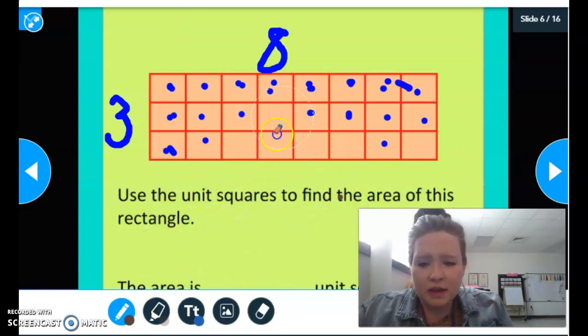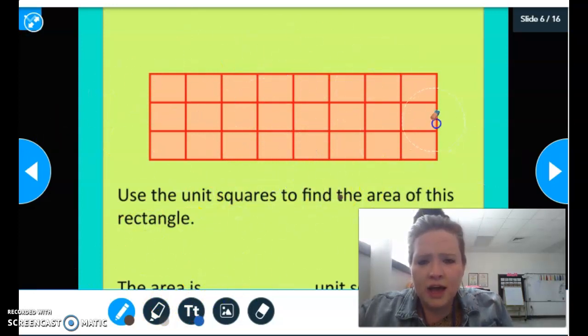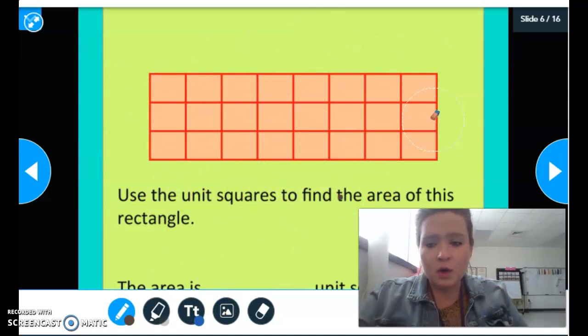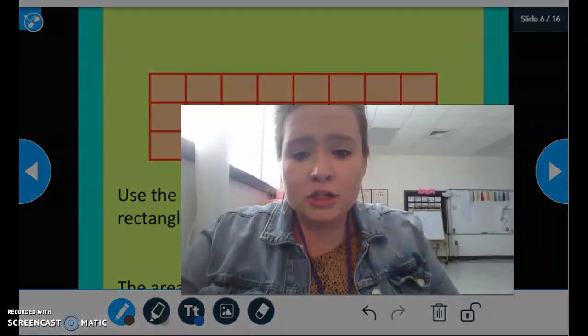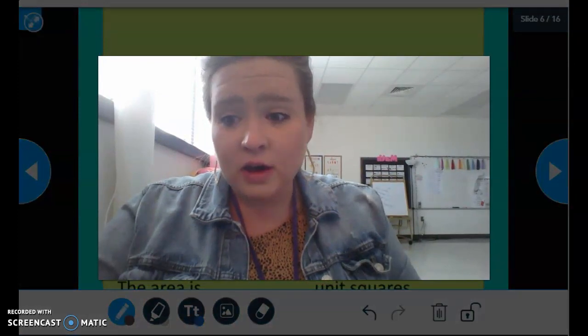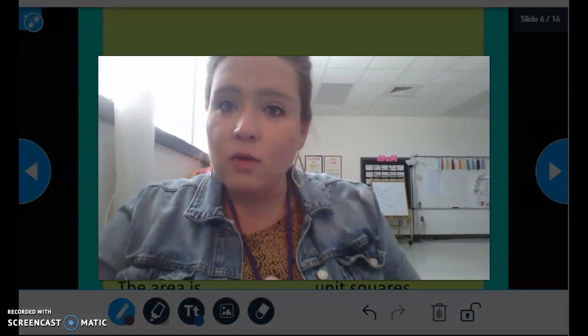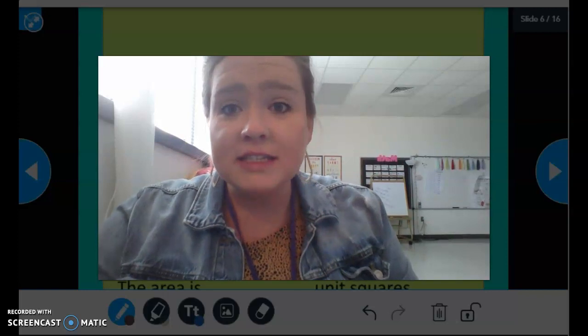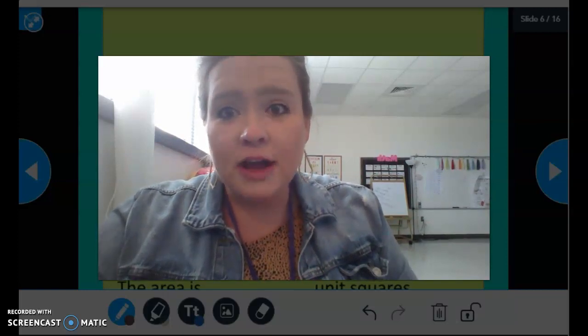All right, it's really important that we include our labels when we are talking about area and finding the area, okay? So I'm going to give you guys some time in a couple of slides to practice finding area of some rectangles.